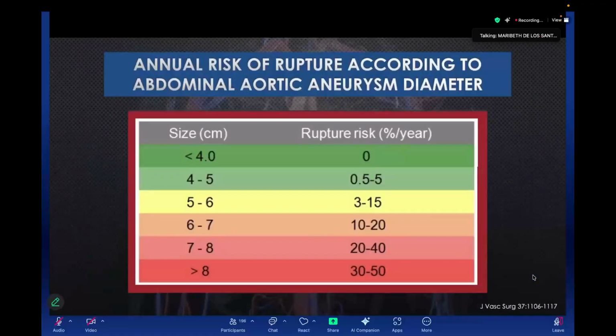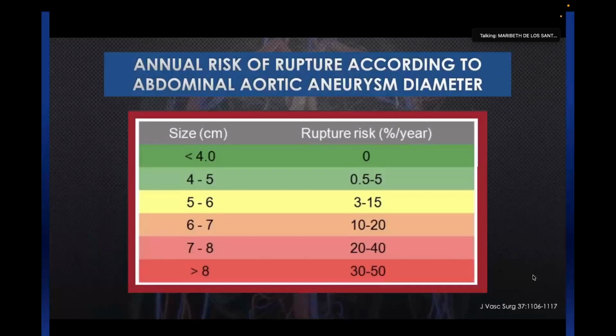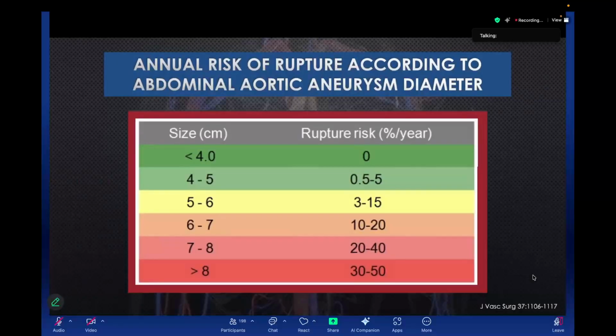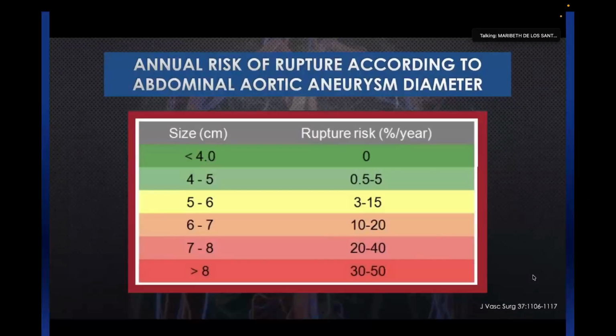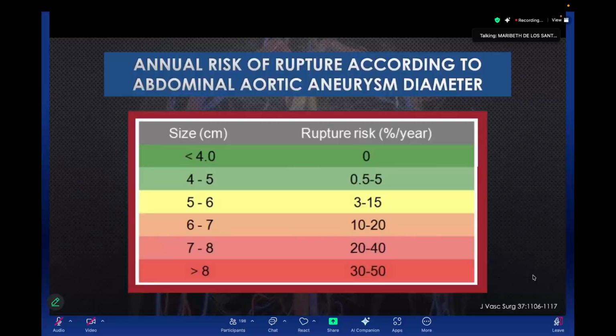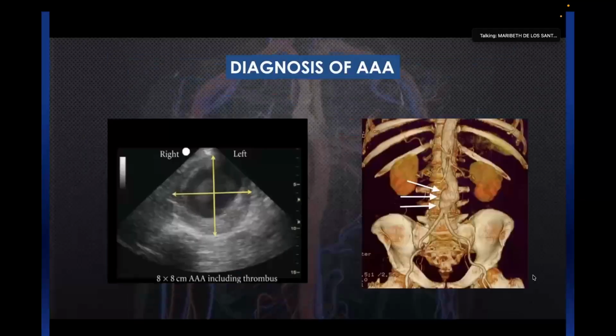So this is the annual risk of rupture of AAA based on the diameter of the aneurysm. Above 4 centimeters in diameter, note that risk of rupture correspondingly goes up. Less than 4, 0 risk of rupture. 4 to 5, and then up to 15% if it goes up to 5 to 6.